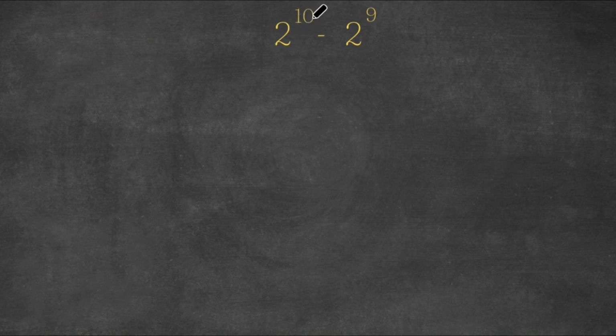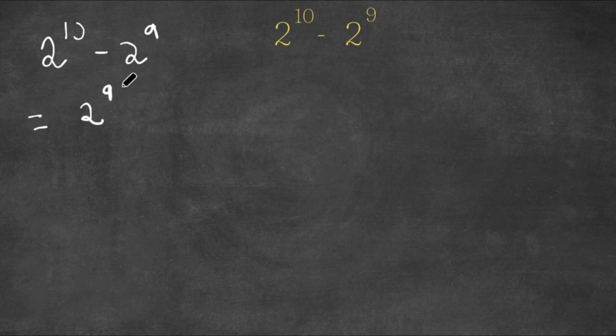I'm going to be teaching you guys how to solve this exponential problem. So we have 2 to the power of 10 minus 2 to the power of 9. Now what I'm first going to do is rewrite this 10 as 9 plus 1. So we have 2 to the power of 10 minus 2 to the power of 9, and this is equal to 2 to the power of 9 plus 1 minus 2 to the power of 9.